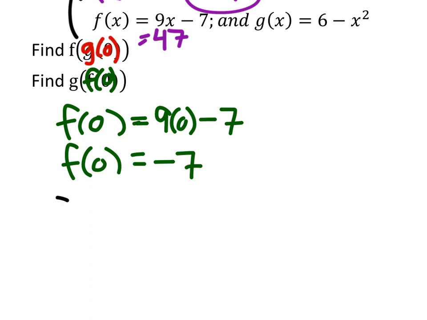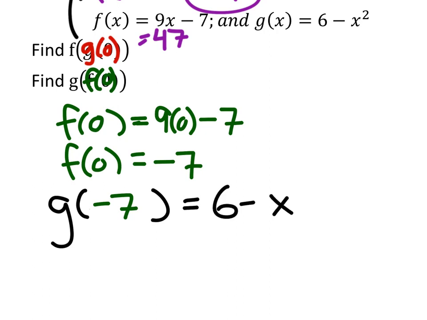So now we've got g of f of 0. But we know f of 0 is negative 7. So we're going to replace that with negative 7 here. And that was g of x, right? So it's 6 minus x squared. And we're going to be replacing the x squared with negative 7.